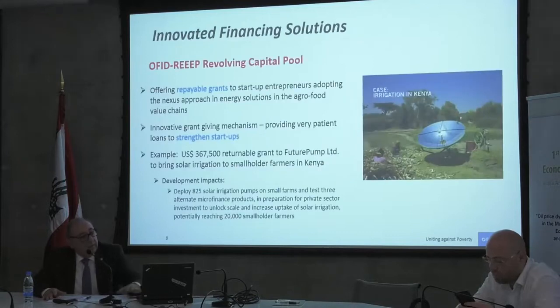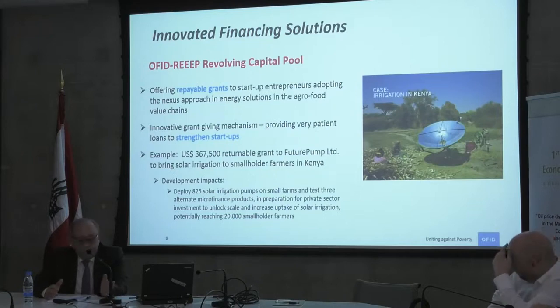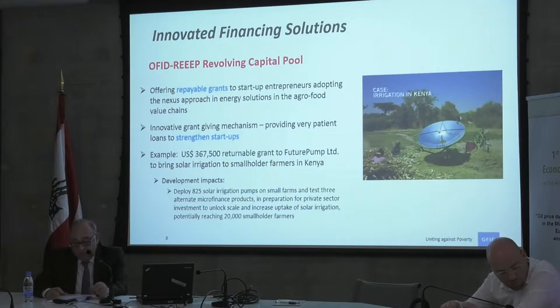Let me start with financing solutions. For countries with an energy access deficit, there are several innovative financial options. One option is the convertible grant scheme, used to mitigate the high risk of small-scale energy access projects. The grant will cover the first losses, otherwise it will be returned, of course, without any interest rate. We at OFID worked with REEEP, the Renewable Energy and Energy Efficiency Partnership, on a project on a revolving capital pool. This project offers a repayable grant at zero interest rate to start a business, to help them provide affordable modern energy services and unlock their expansion potential.